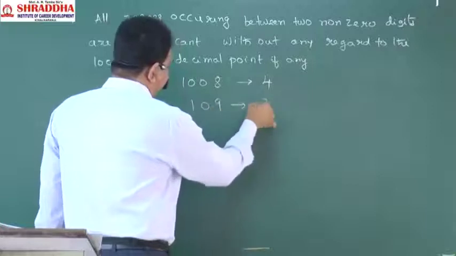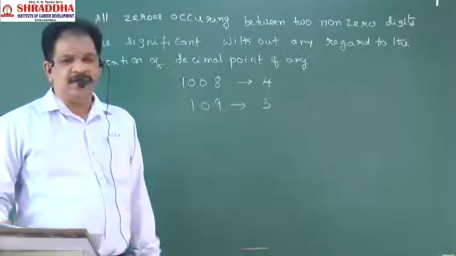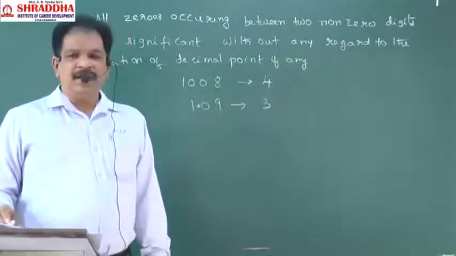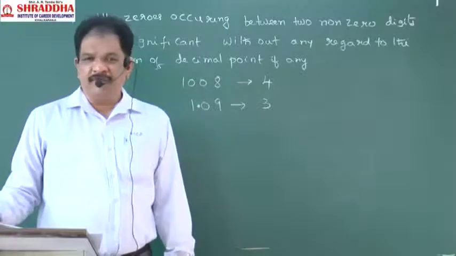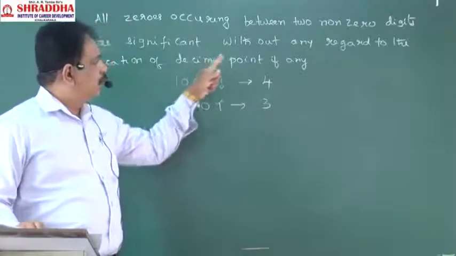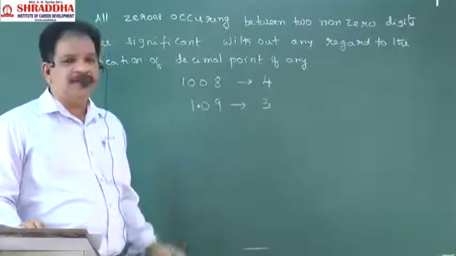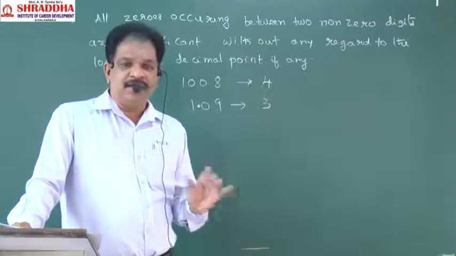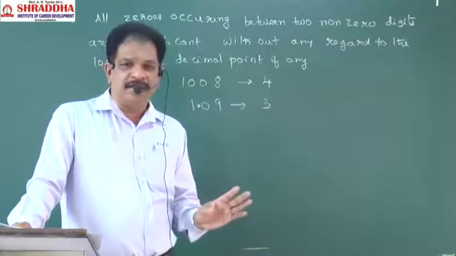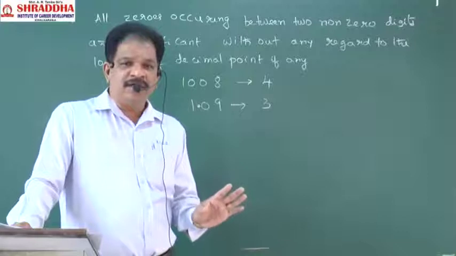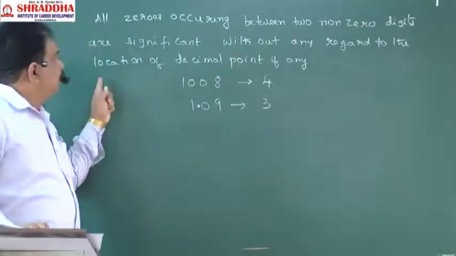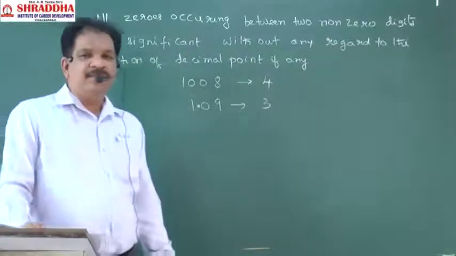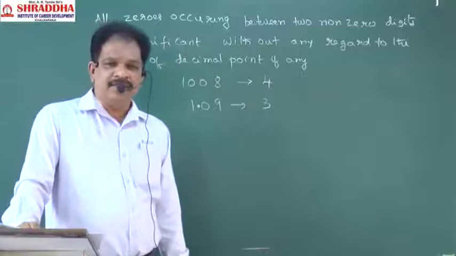109. It will have how many significant figures? 3. 1.09. It will also have 3 significant figures, without any regard to the location of the decimal point. Whether the decimal point is there or not, there is no need to consider that decimal point. Zeros occurring between two non-zero digits, we will consider as significant.